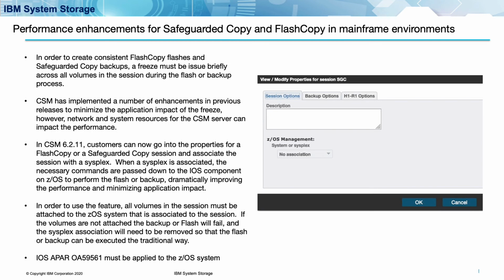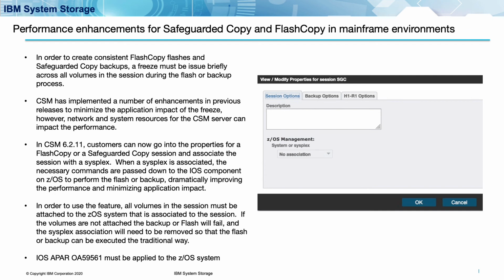So this last feature I'm going to talk about, I'm quite excited about. It's really performance enhancements for both safeguarded copy and FlashCopy in mainframe environments. Just a little brief background: both FlashCopy and safeguarded copy, in order to create consistent flashes and backups, do require a freeze to be issued to the hardware, so that across all the volumes in the session, they get a consistent flash or backup.